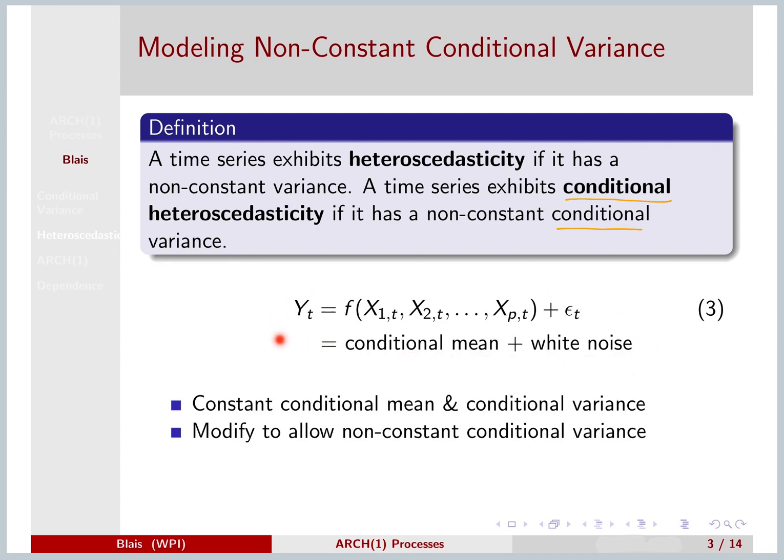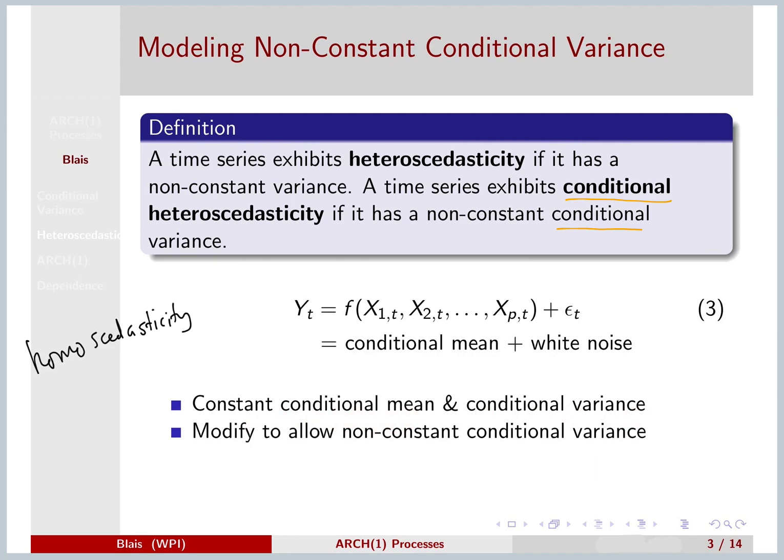The standard models that we work with, where we lack these properties, which we would call homoscedasticity, and we're using hetero for different, homo for same, the homoscedastic processes we often see look like this, where you have essentially a regression of the response variable Y_t onto predictor variables X_1t up through X_pt plus a white noise term. In such a model, we have a constant conditional mean and a constant conditional variance.